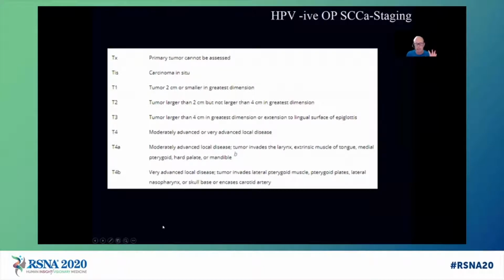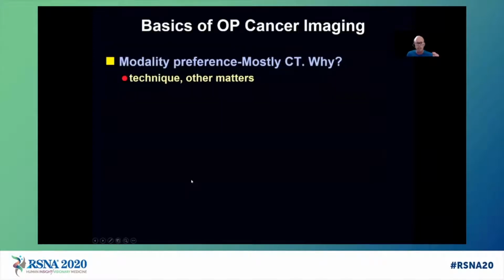I'm not going to talk too much about the divisions here, but for HPV negative cancers, the staging is similar to the previous staging criteria, in that there is a T4A and a T4B depending on the degree of deep extension.